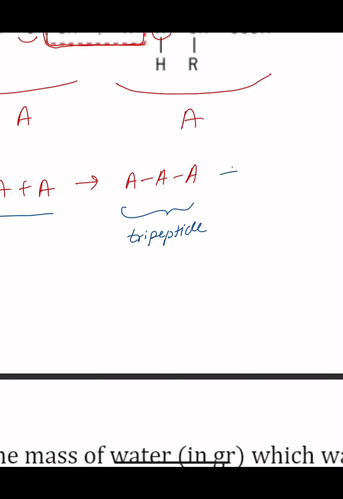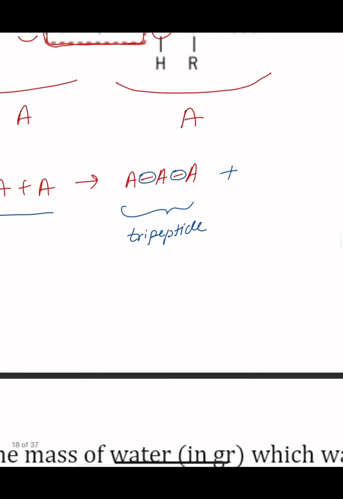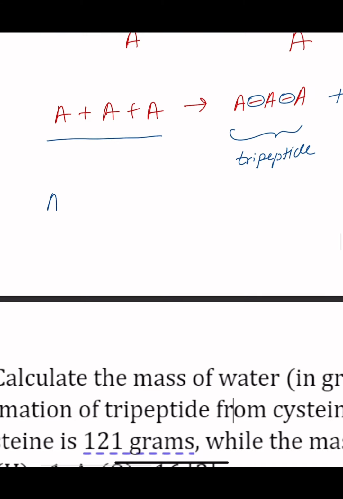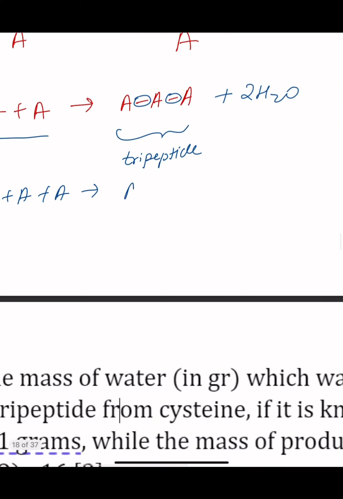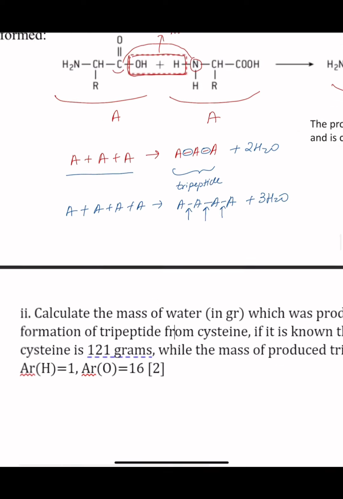And a tripeptide will form because I made 2 peptide bonds. Now in this case I will make 2 waters. Now if I add 4 amino acids, this time I'm going to make A dash A dash A dash A, because as you see I have 3 peptide bonds, meaning I will have 3 waters. Okay, so it just goes accordingly. You have 1 less water.